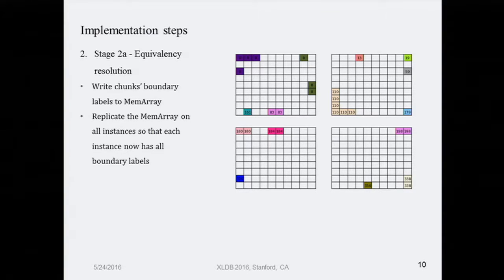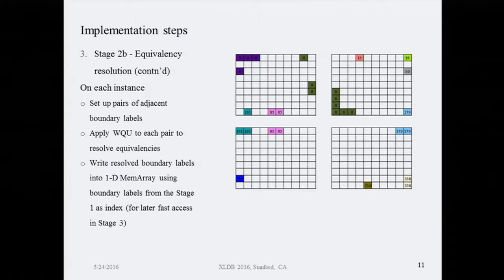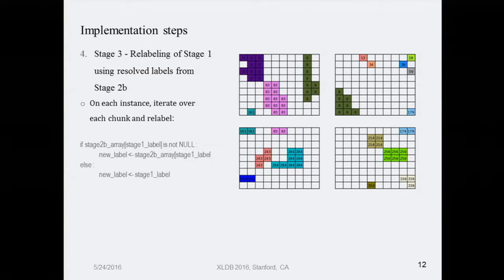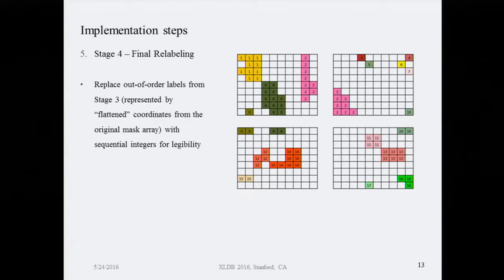We replicate them across all instances. And then we compute CCL for the boundary labels. And then we propagate back. And the key thing here is to use the original index, which essentially is the flattened coordinate, for fast access as we go through memory. This is finally labeling for readability.